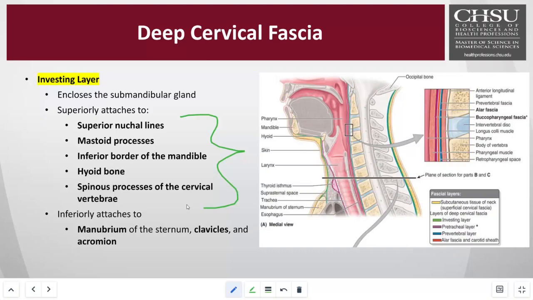So some of the structures of the investing layer that touches include your submandibular gland. So that's your salivary gland. That's number one. And then on the superior side, I just made a list. You don't need to memorize every single one of these, as long as you can recognize that these are all in the neck area, right?